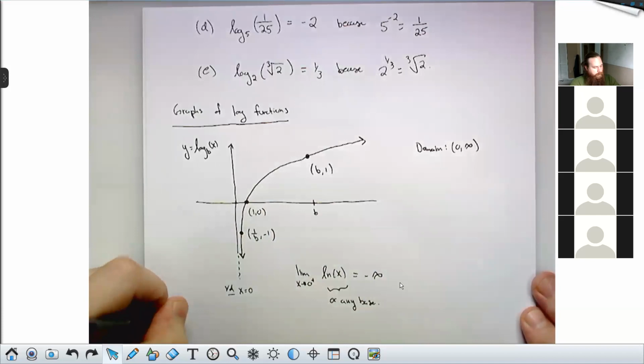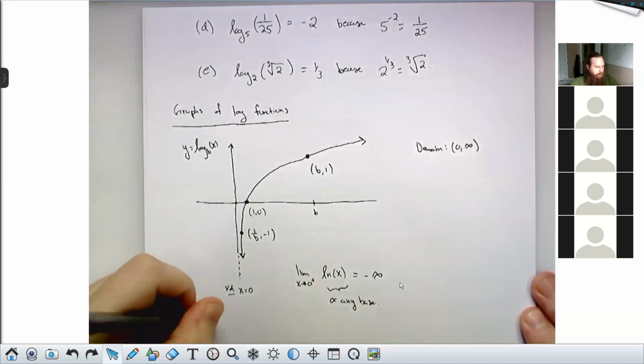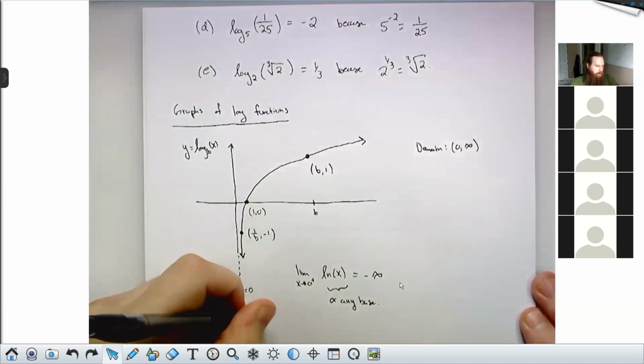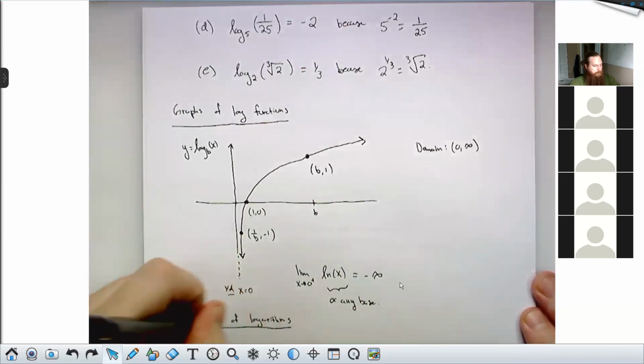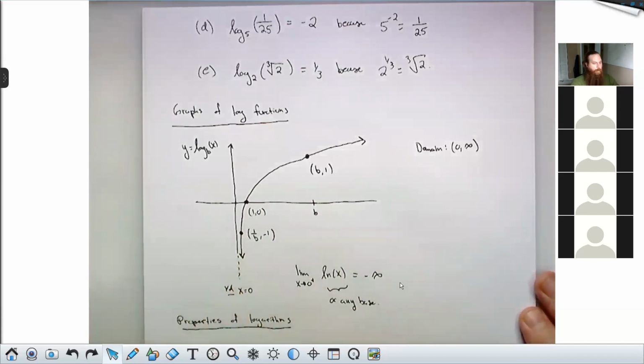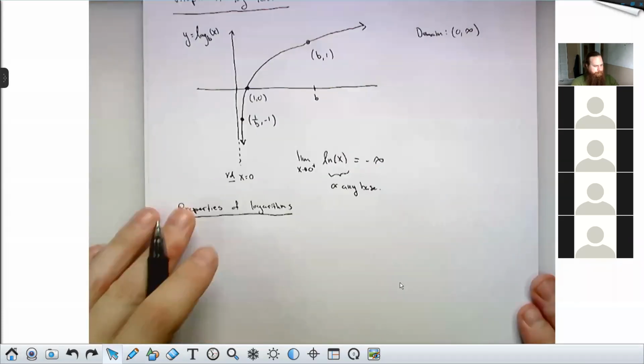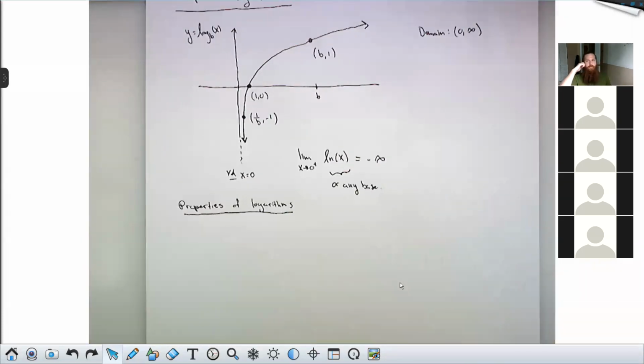Last little thing of review here I want to touch on is properties of logarithms. The algebra properties. Because it is these algebra properties that will form the basis for all of the cool stuff we're going to do with logs.